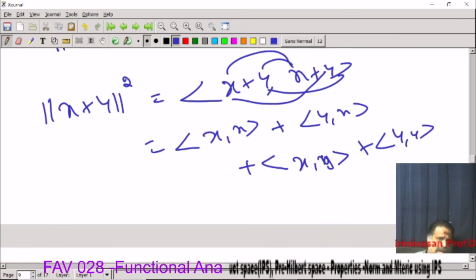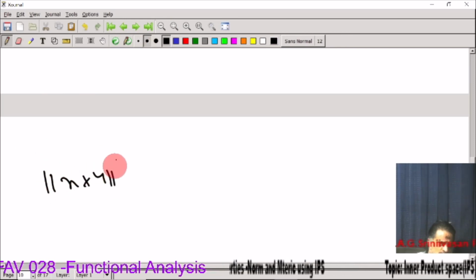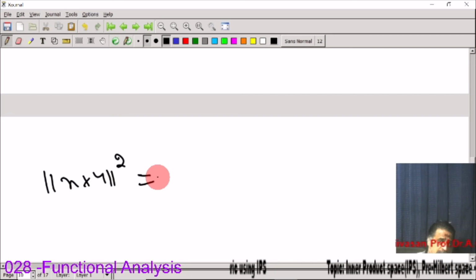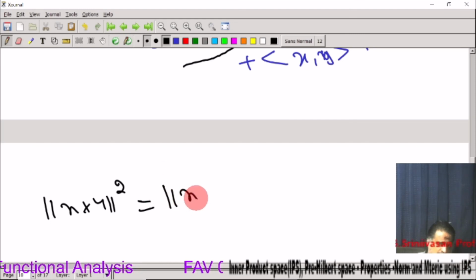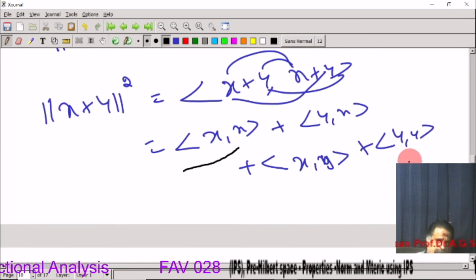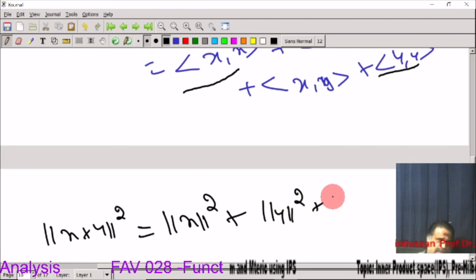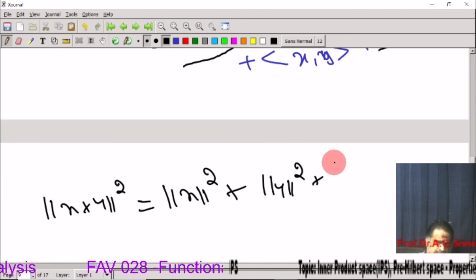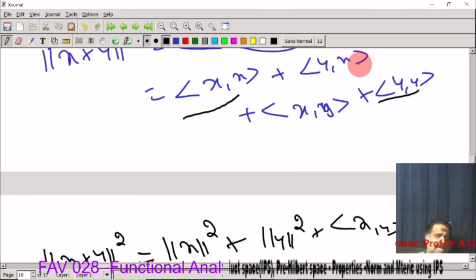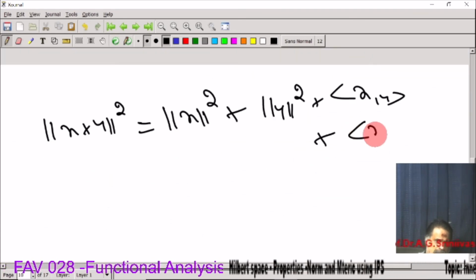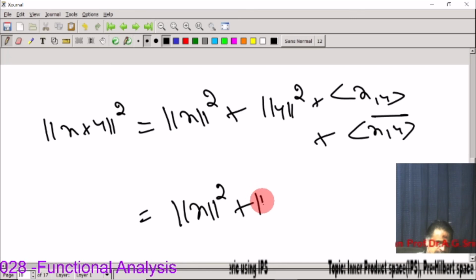Okay. Now the left hand side, norm x plus y the whole square, is equal to, first term, this is norm x square, so this is going to be norm x square plus this is going to be norm y square. So I'll write that next. Then we have the xy term, inner product xy, plus inner product yx. Inner product yx is going to be the conjugate of inner product xy. Okay. So this is equal to norm x square plus norm y square.